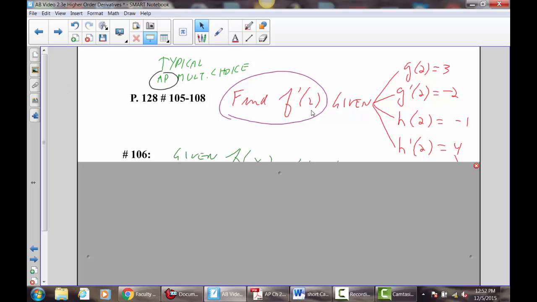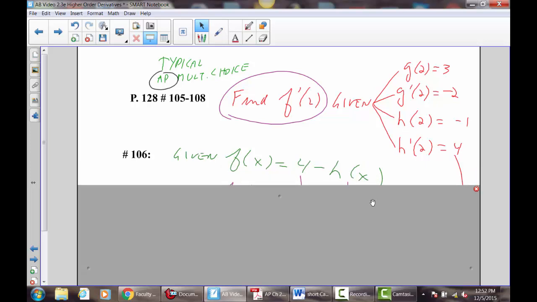Here, find the first derivative at 2, given g of 2 is 3, g prime of 2 is negative 2, h of 2 is negative 1, h prime of 2 is 4. This really doesn't have anything to do with second derivatives, but we're getting towards the end of 2.3 here. So they're not giving you f of x or g of x or h of x. These are unknown functions. All they're giving you is this information right here.